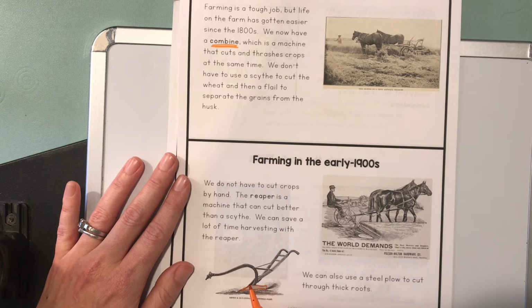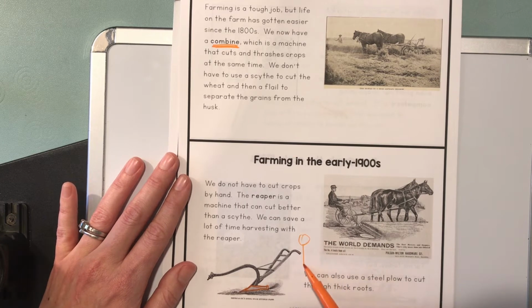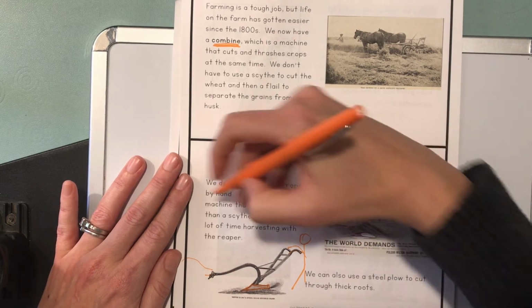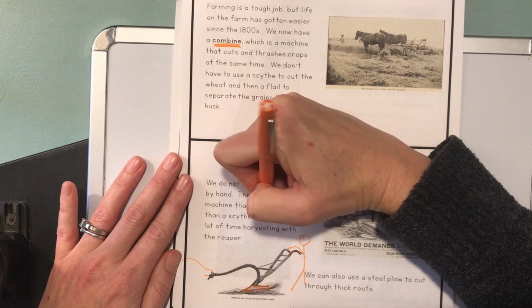And that is a very sharp tool down here. Do you guys see that? So there would be a guy standing right here, and he would be holding on to it while the horses would pull him. So there would be horses over here pulling it. So a reaper is the other tool.